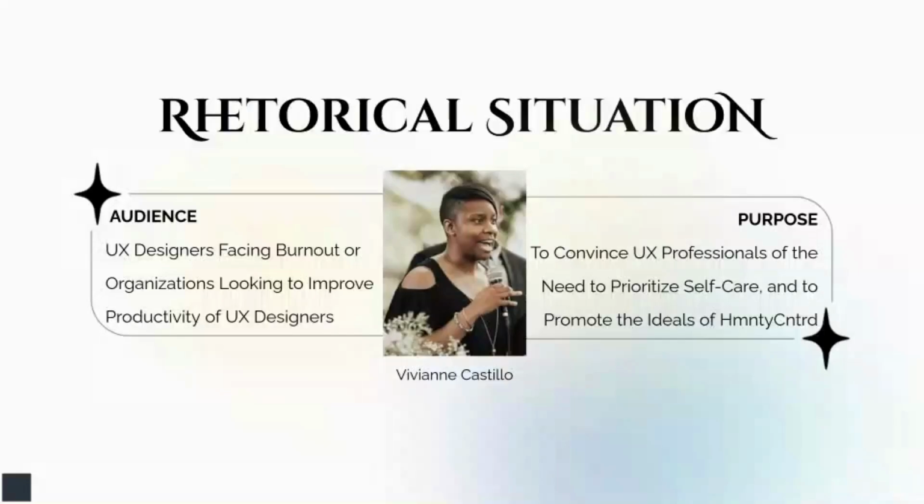So when we look at the rhetorical situation here, it's kind of unique because this article itself was written by the founder of the website Humanity Centered and the movement. So it's sort of the epitome of her beliefs as the founder. This particular article speaks on designers facing burnout and how they can avoid that in their professional lives.